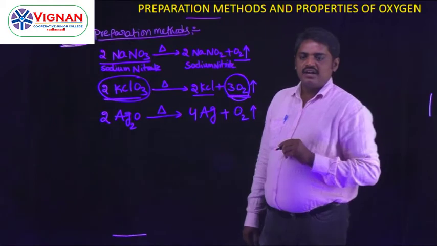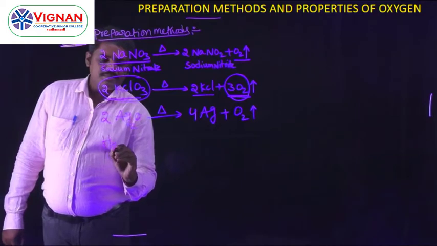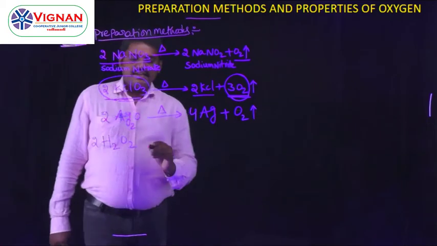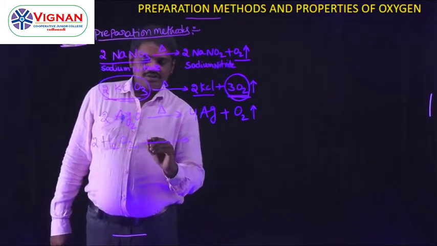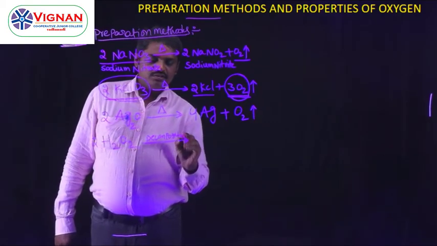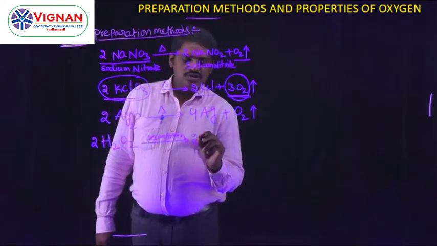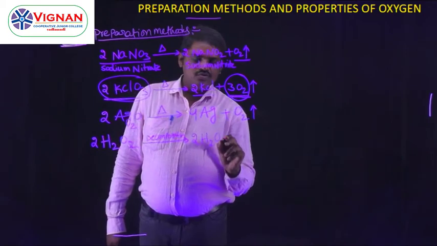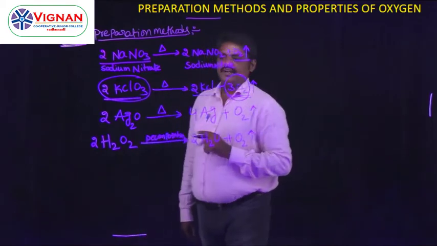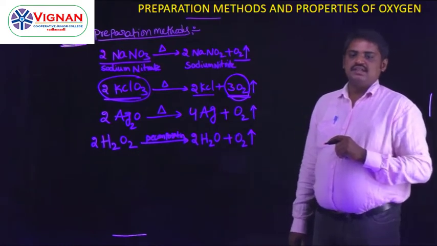Okay. And next one, the decomposition of hydrogen peroxide. 2 moles of hydrogen peroxide decompose to produce 2 moles of H2O, and 1 mole of oxygen gas is liberated.